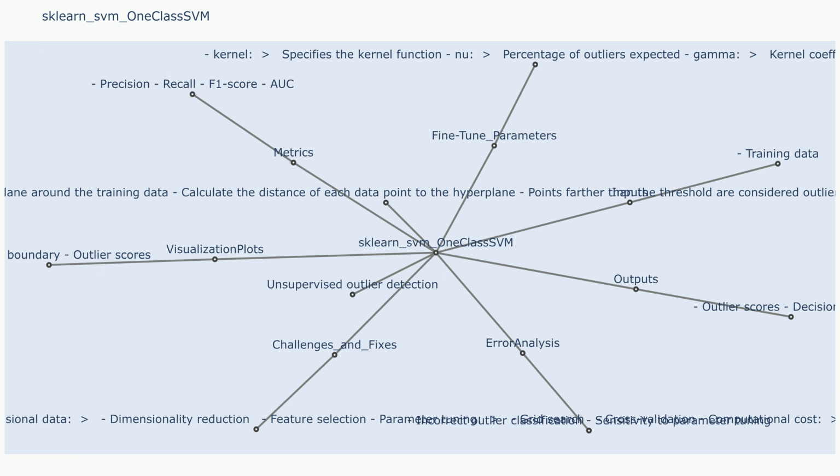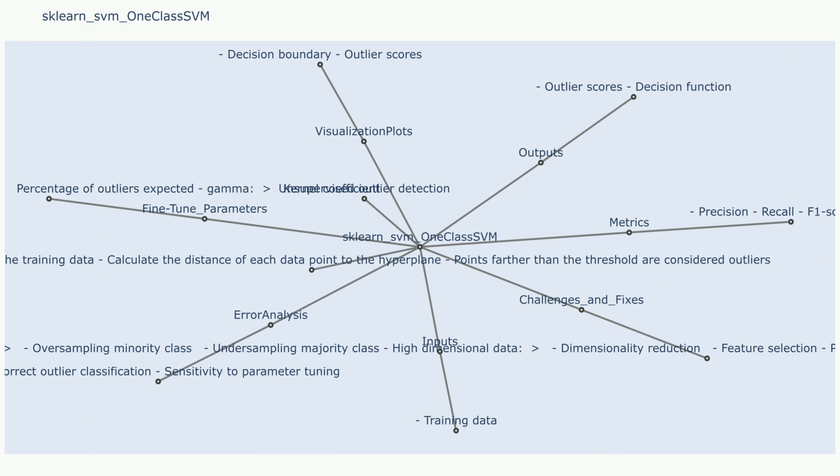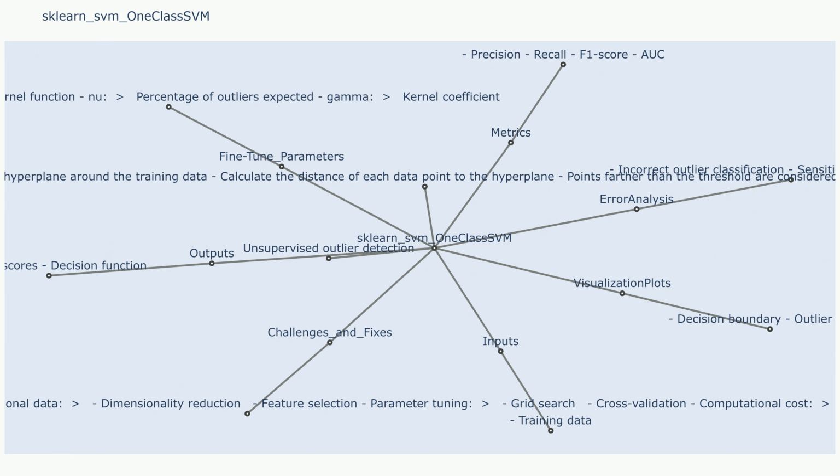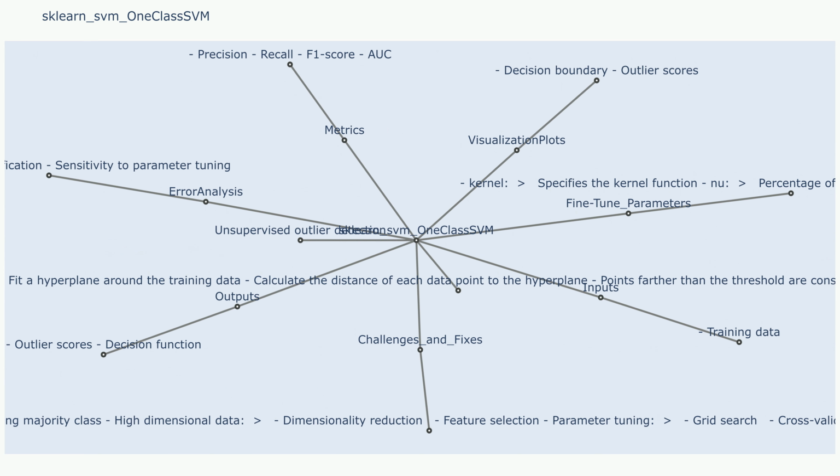Challenge 2: handling imbalanced datasets where the number of anomalies is significantly less than the number of normal data points. Sample use case: anomaly detection in network traffic where the majority of data points are normal and anomalies are rare events. Fixes: use techniques like oversampling or undersampling to balance the dataset. Consider using outlier detection algorithms designed specifically for imbalanced data.